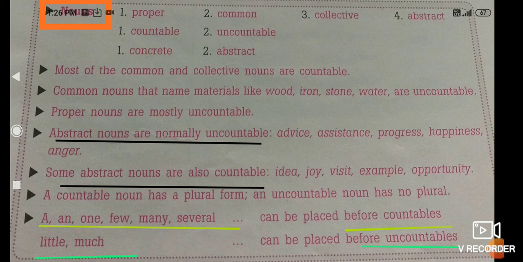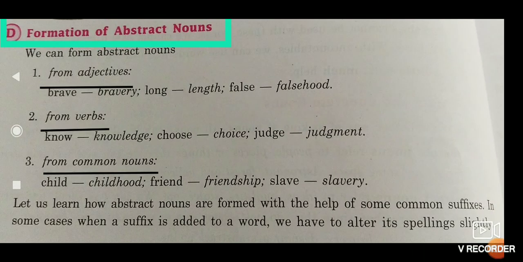Before countable nouns, we write a, an, one, few, many, and several. And before uncountable nouns, we use little or much. Now we will learn how to form abstract nouns. If you understand it well, you will be able to solve exercises 2, 3, and 4 of chapter 2, Nouns. Words will be given to you and you have to change them into abstract nouns.